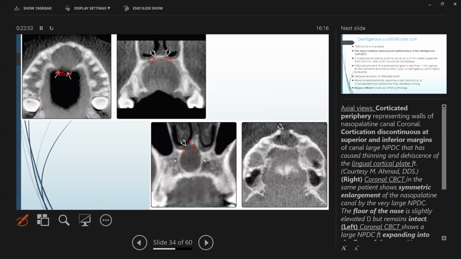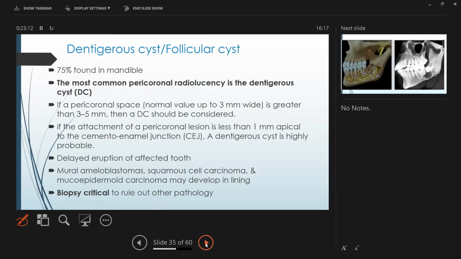Okay, this is a coronal CT. This is also a coronal CT. And again, in an axial CT, here you saw the palatal cortex was breached. But here you can see the buccal cortex is breached. Okay, so this is the buccal aspect, and this is the buccal cortex, which is breached over here. That means the cyst is expanding and destroying the cortices of the jaws.